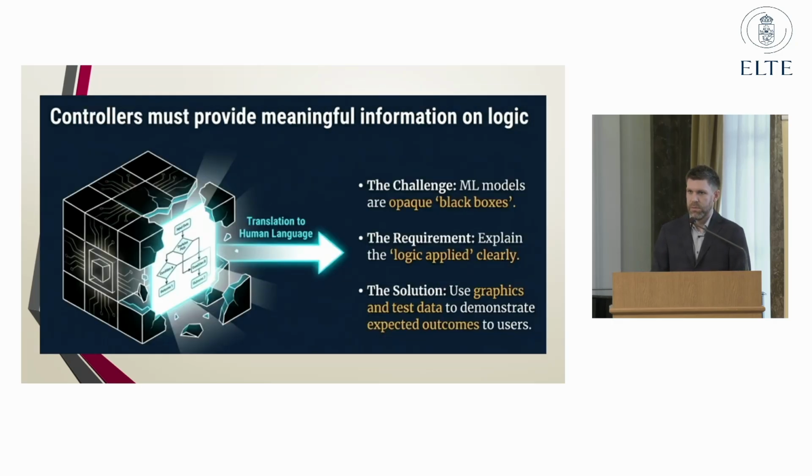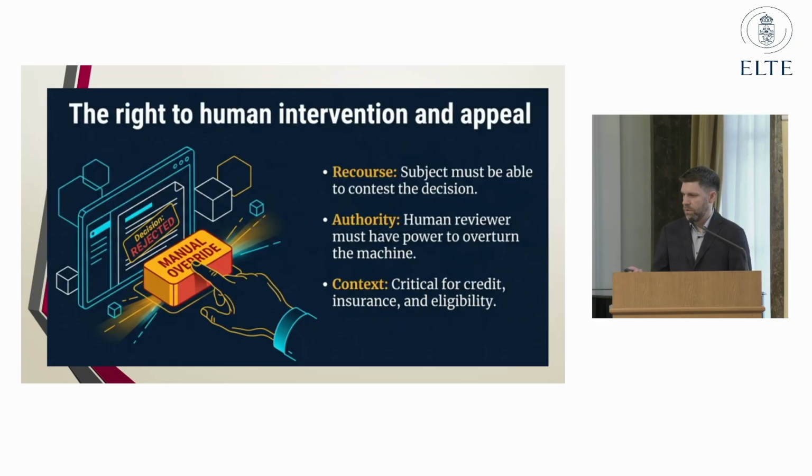If Article 22 triggers and we have a proper legal ground for it, whether it's a contract, the consent of the data subject, or it is permitted by law, then the controllers must provide meaningful information on the logic to the data subject, which means not to open the black box, but to provide some kind of information to the data subject on what kind of system his or her data is processed in. So they have to explain the logic applied clearly and, for example, use graphics or test data to demonstrate expected outcomes to the users.